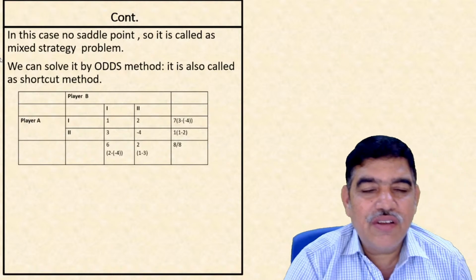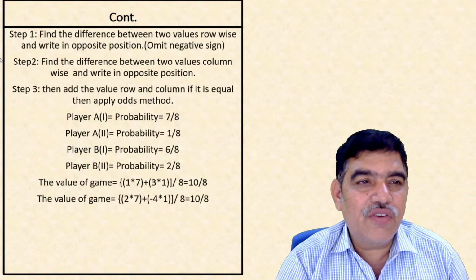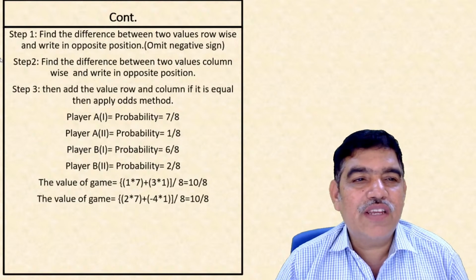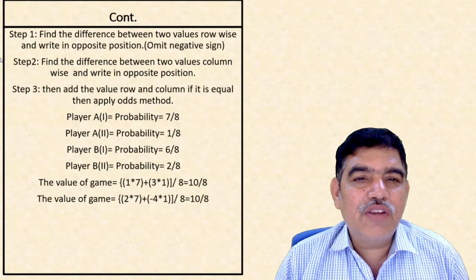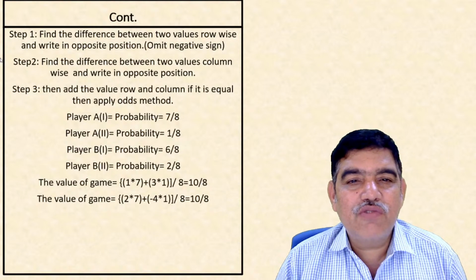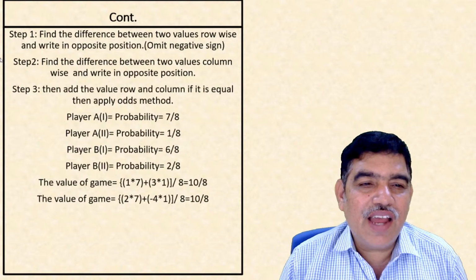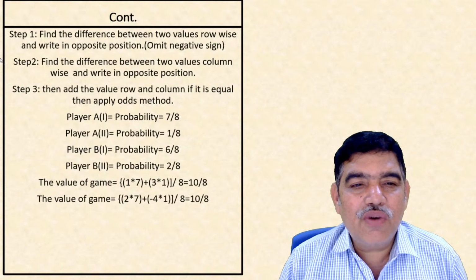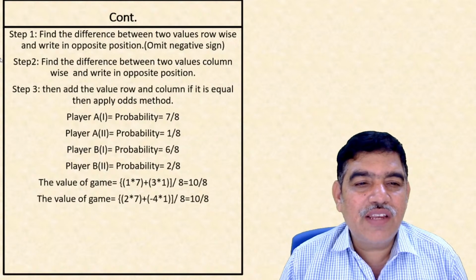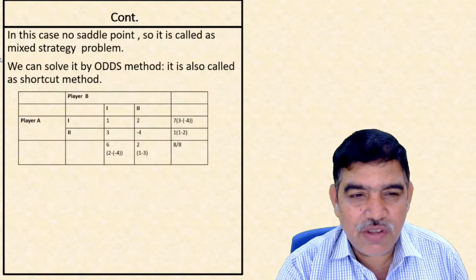So it is done in 5 steps. Find the difference between two values row wise and write it in the opposite position. Omit the negative sign. Find the difference between two values column wise and write it in the opposite position. Then add the values of the row and column. If they are equal, then apply the odds method. Look here.